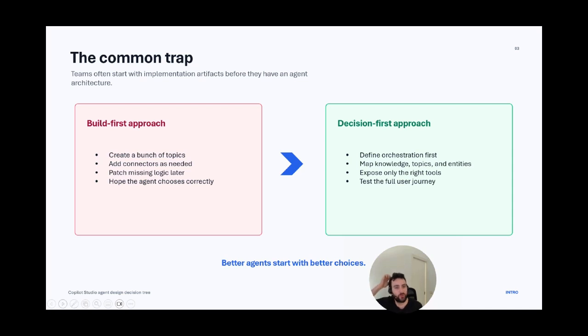Now, I wanted to share what I see in most of our customers. What are the main mistakes? The main mistake is to start without thinking. It's the common trap I see in most of our customers. We create a bunch of topics, we add some connectors, we miss the logic, and we hope that it will start working magically perfect.